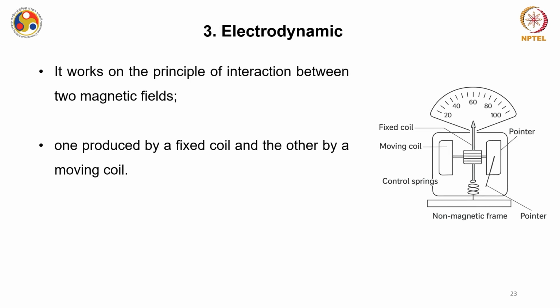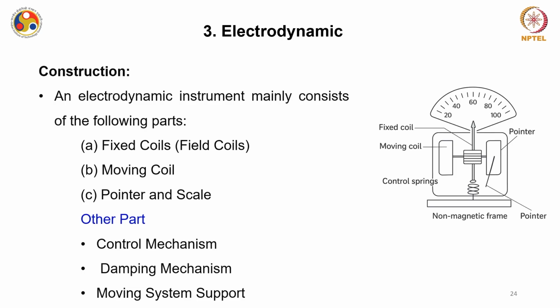All right. Then the third kind of instrument that we have seen in the previous class also is the electrodynamic kind of instrument. We have seen that these electrodynamic instruments work on the principle of interaction between two magnetic fields, one produced by a fixed coil and the other produced by the moving coil. The construction of this instrument quite differs from the PMMC and moving iron kind of instruments.